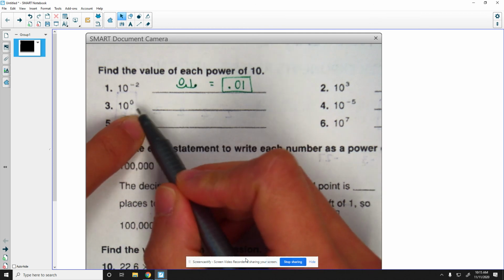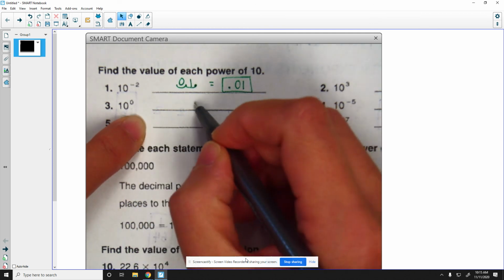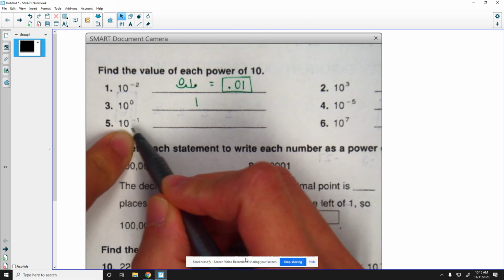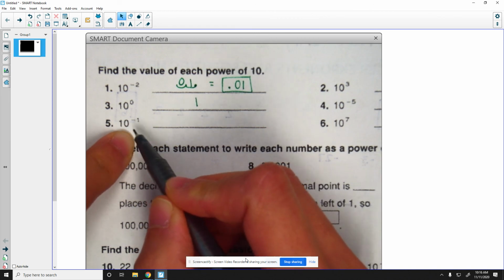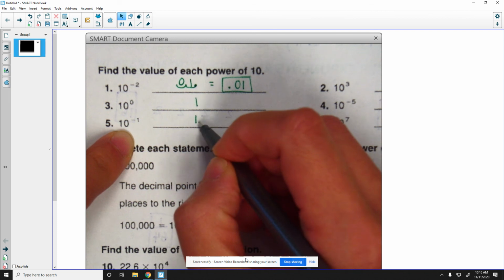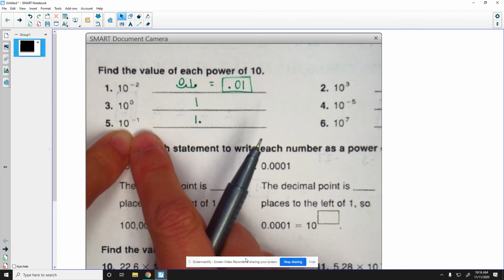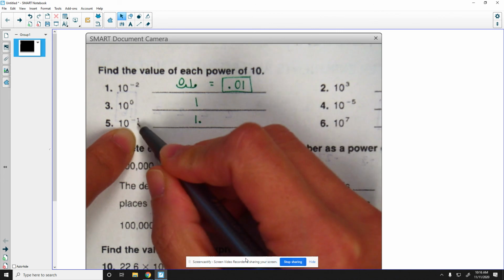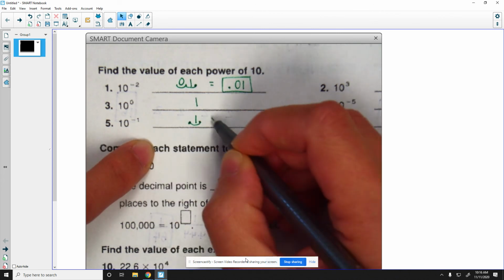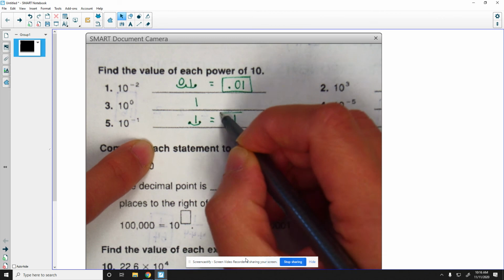Okay, number 3, 10 to the 0. Anything to the 0 equals 1. All right, 10 to the negative 1. Remember, whenever you have 10 to the something, always put 1 and then a decimal. Start from there. Negative 1, so am I going forward or backward? Backward 1 time because it's the negative 1. Bloop. So my final answer is 0.1.